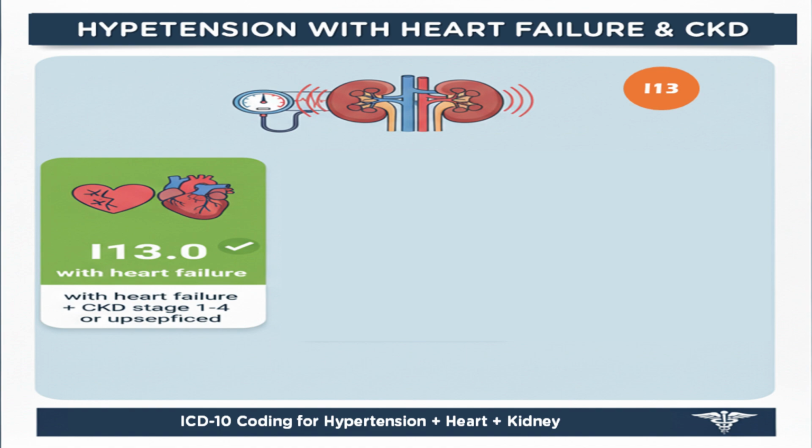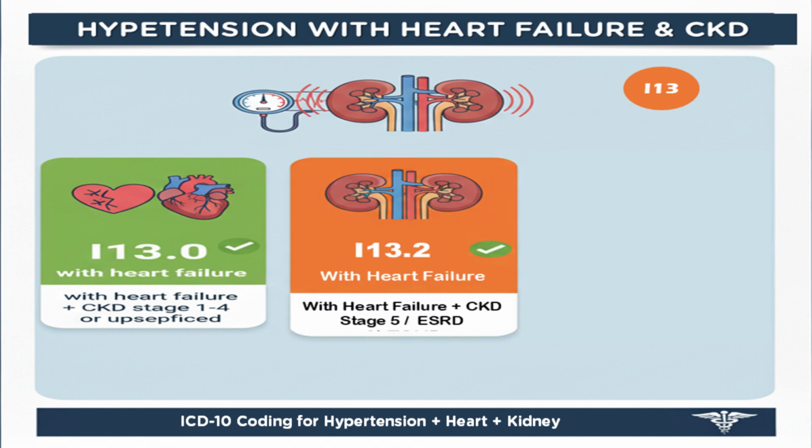The I13 series represents the most advanced clinical scenario, hypertensive heart and chronic kidney disease. These codes capture involvement of both organs simultaneously. The primary distinction for the I13 codes is the presence or absence of heart failure. If heart failure is present, the code choice then depends on the CKD stage. We use I13.0 when heart failure is documented alongside less severe CKD stage, that is, stages 1 through 4, or when the CKD stage is not specified.